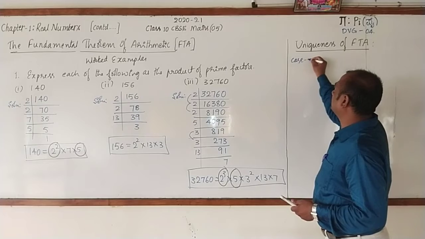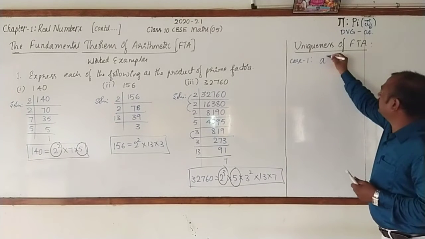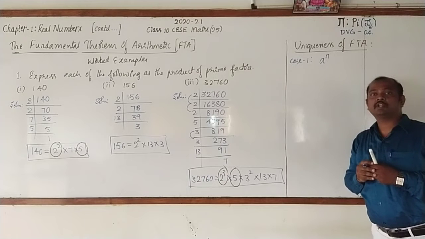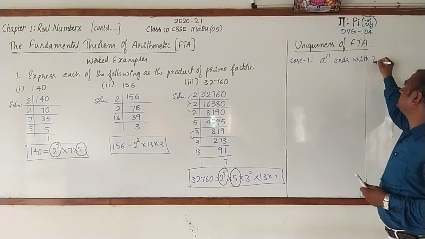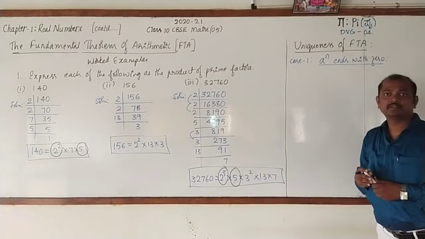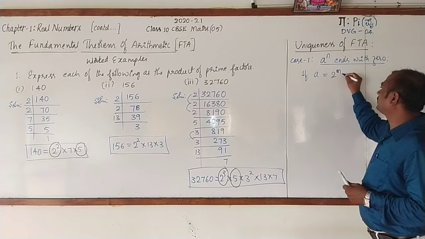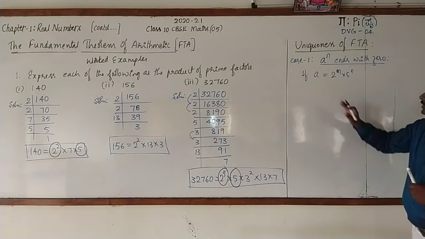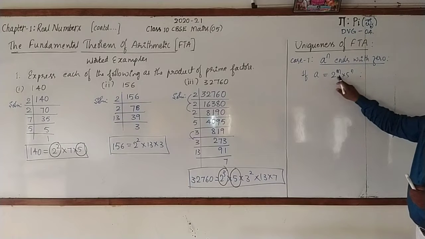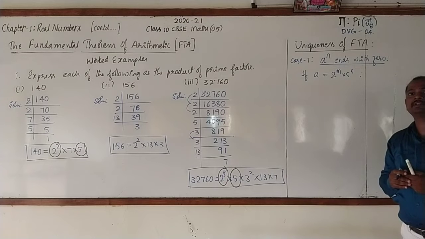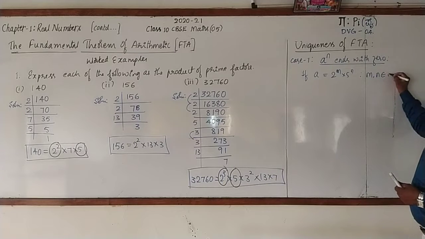Alright, case 1. Case 1 is, let us assume that a is a positive integer. Then a raised to the power n is a natural number. A raised to the power n ends with 0. What is the condition for this? If and only if a is equal to 2 raised to the power m into 5 raised to the power n. That means in the prime factorization of a, both 2 and 5 should be there, where m and n are, again, positive integers, nothing but natural numbers. m and n belong to N. Clear?